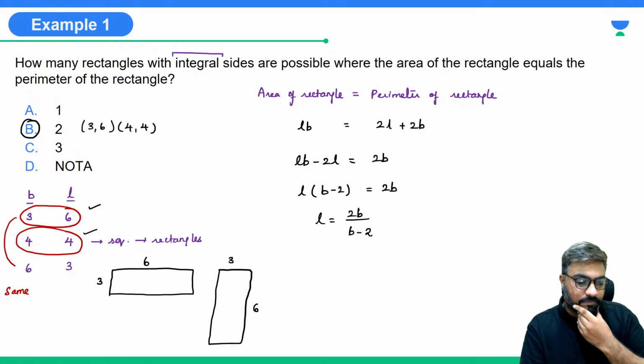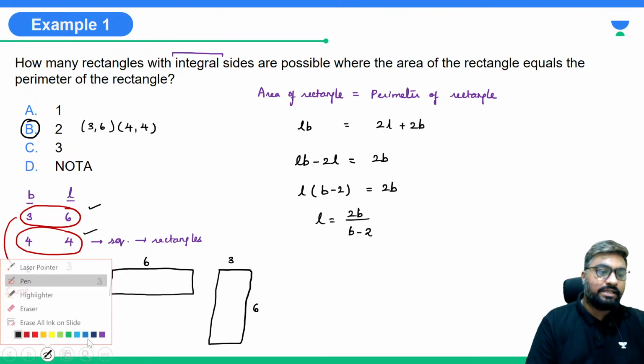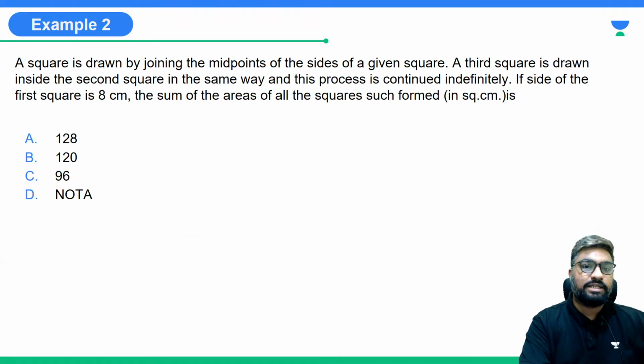Correct. Hi Raja. Yes Anudeep, option B. Two rectangles are possible. Done. Telling you next. Here's our next question. Try this out.